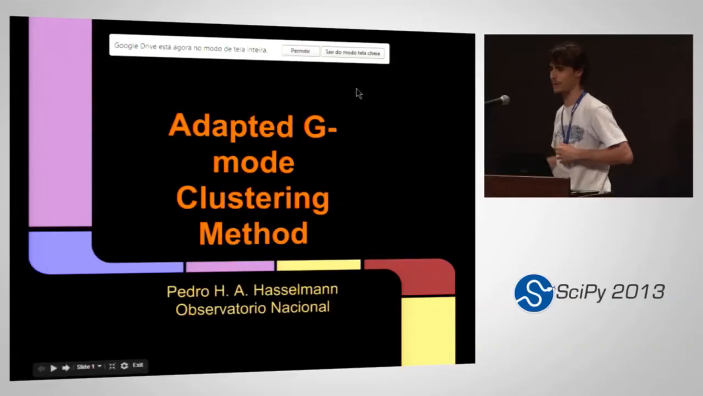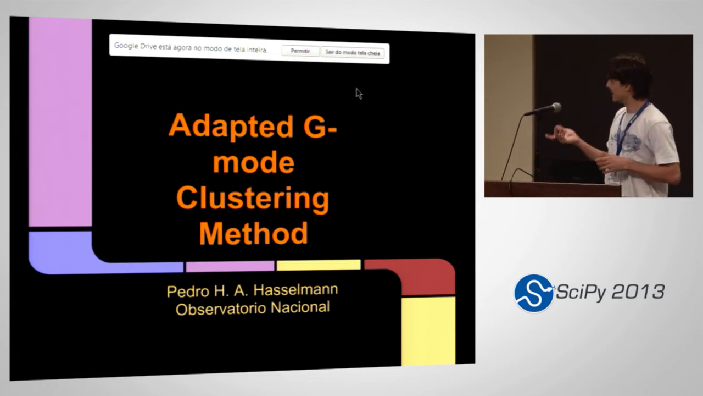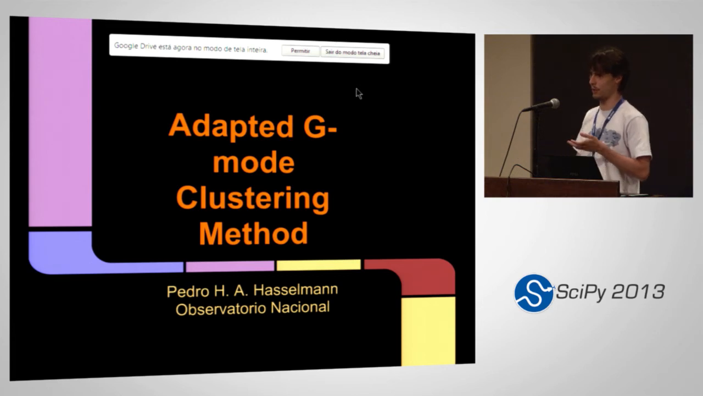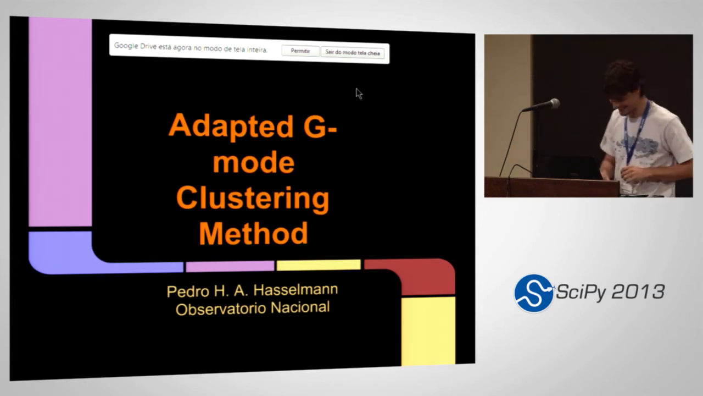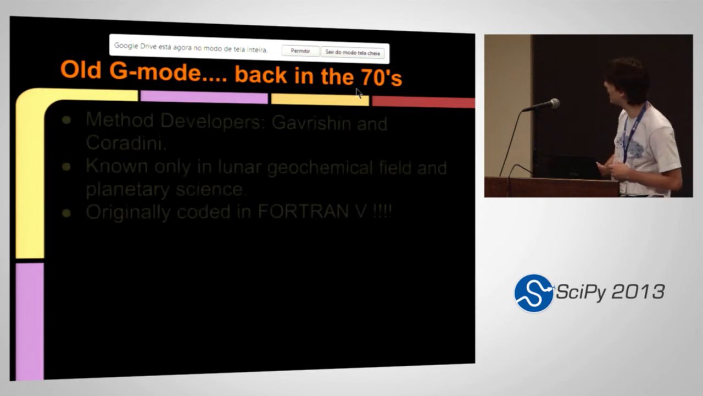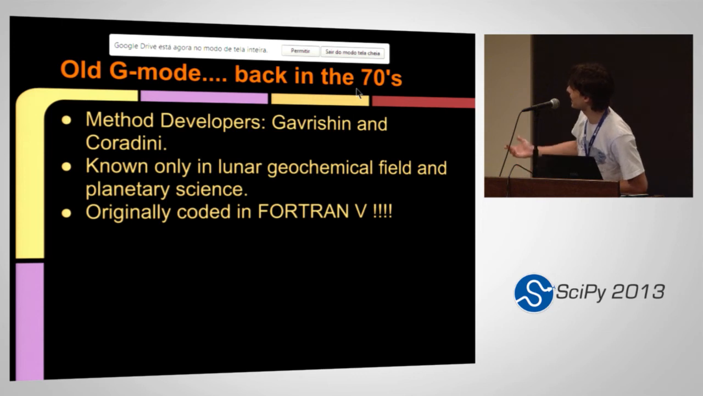Okay, so I was obliged to use and implement the Gmode. That's a clustering method. So it's an old method. It's used in my field, asteroids and lunar geochemical samples. So I was obliged to use it and implement it. I tried to make it better using, of course, Python. The old Gmode was developed by Gavrishin and Coradini, a Russian and an Italian, in the 70s. It's only known in the lunar geochemical field and the planetary sciences.